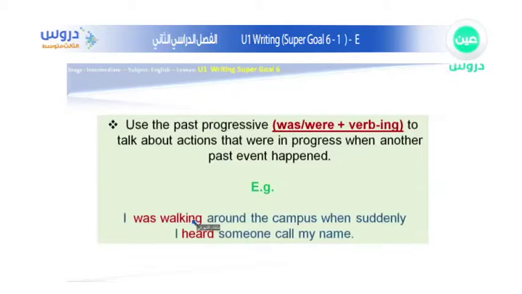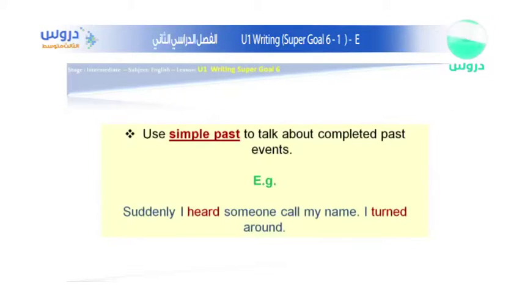I was playing. Very nice. It's a beautiful sentence, but you have to say I was playing football, for example, when I saw Ahmed. I was playing football when I saw. So saw is the past of see. Very nice, beautiful, excellent. Let's go to the second.